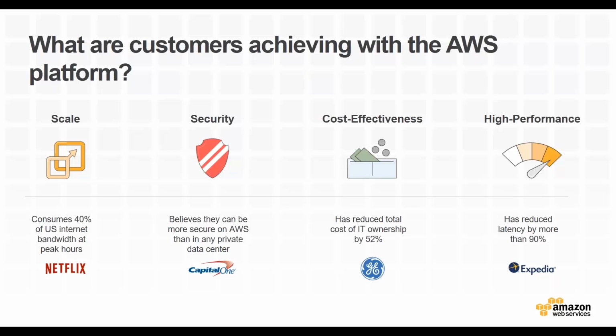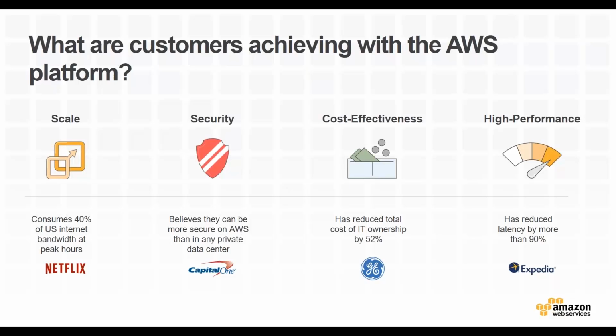Capital One, one of the nation's largest banks, is using AWS as a central part of their technology strategy. Capital One selected AWS for its security model as they believe that they can be more secure on AWS than in any private data center. GE Oil and Gas is migrating 500 applications to the cloud as part of a major digital transformation, helping it attain a 52% reduction in total cost of ownership. These cost savings are in addition to other benefits such as greater speed to market and more agility.